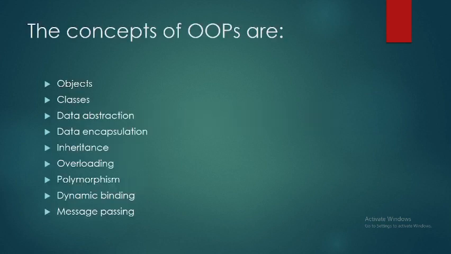Concepts we're going to look at today are objects, classes, data abstraction, data encapsulation, inheritance, overloading, polymorphism, dynamic binding, and message passing. We'll be looking at each of the meanings, definitions, and syntaxes with a simple usage each. Let's begin. We will be implementing today's session, OOPS, with code snippets in C++. You can also do it in Java.